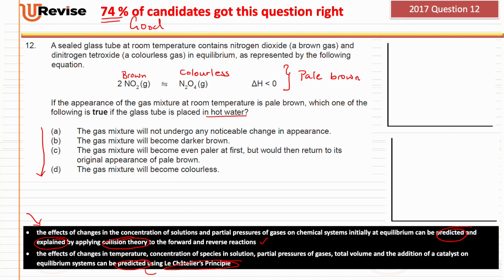The answers read, the gas mixture will not undergo any noticeable change in appearance. The gas mixture will become darker brown. The gas mixture will become even paler at first, but then it will return to its original appearance of pale brown. The gas mixture will become colorless. Okay, we're going to look at this in a short while.